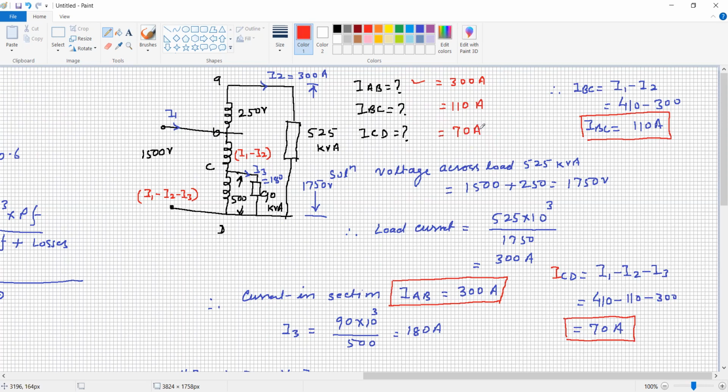So in this way, we can calculate these currents either in the two winding auto transformer, or here it is a three winding auto transformer. This is the end of the auto transformer topic. Thank you.